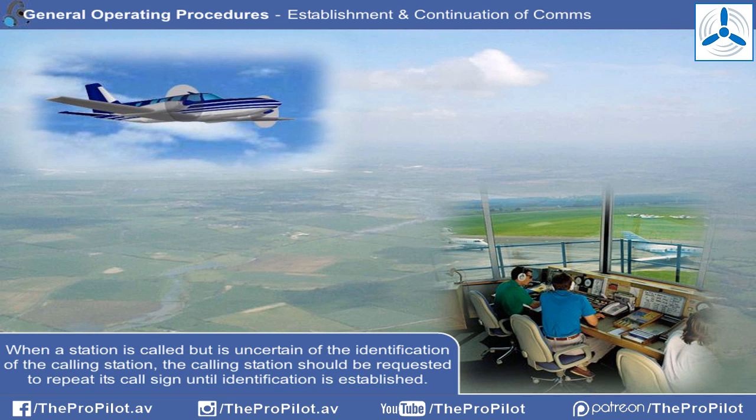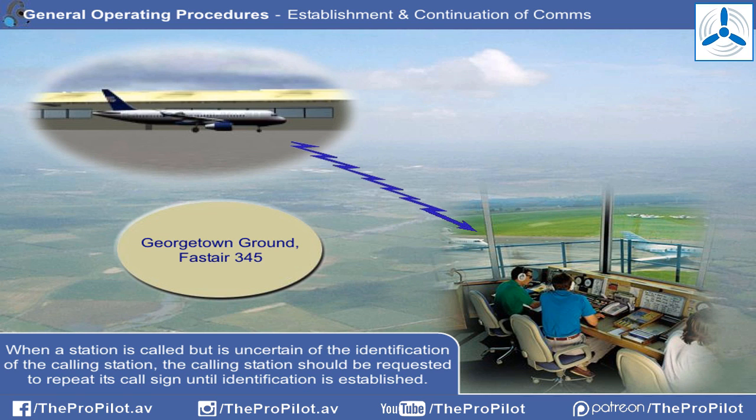When a station is called but is uncertain of the identification of the calling station, the calling station should be requested to repeat its call sign until identification is established. Georgetown Ground, Fast Air 345. Station calling Georgetown Ground. Say again your call sign. Georgetown Ground, Fast Air 345.